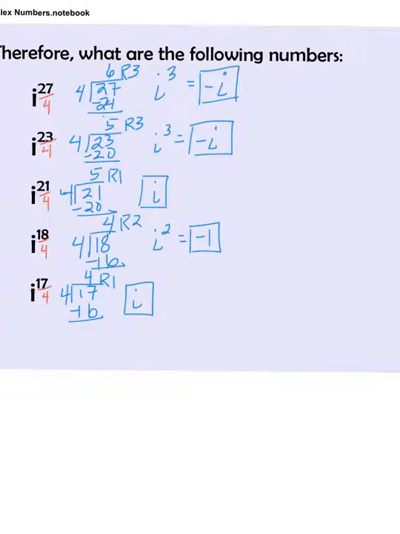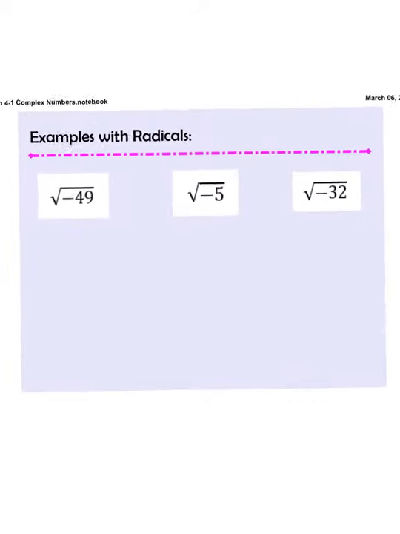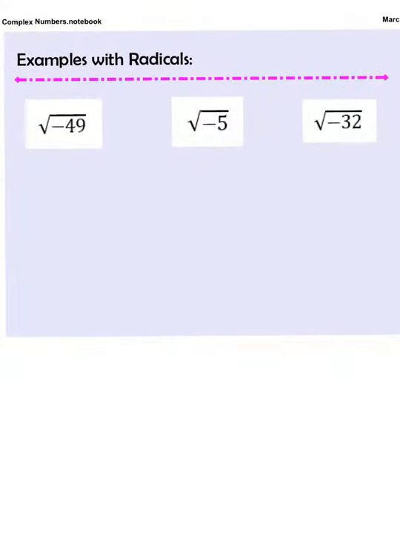All right, let's bump it up. So now that we know how to simplify powers of i, let's actually take the square root of a negative number. So when you have the square root of negative 49, we can split that negative 49 into negative 1 times 49. Then you can break apart this into the square root of negative 1 times the square root of 49. Well, we know that the square root of negative 1 has a value of i, and the square root of 49 is 7.